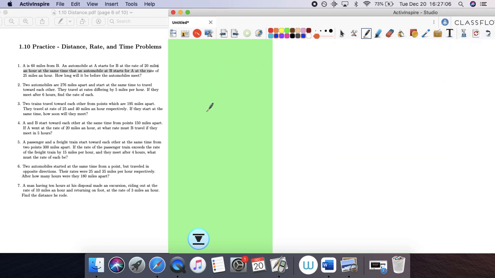Problem 6: two automobiles start at the same time but travel in opposite directions. So this time we have two cars, one going this way, one going that way. One's going at 25 miles an hour, and the other one's going at 35 miles an hour. They're going to do this for a certain amount of time.